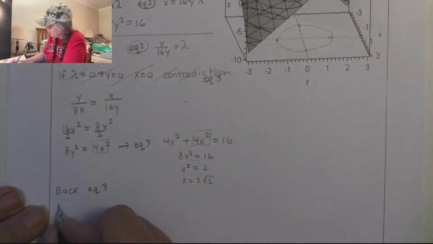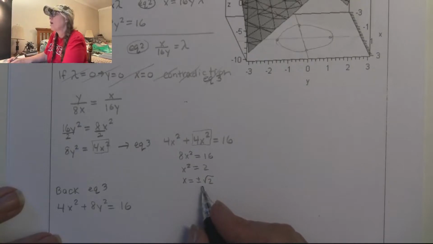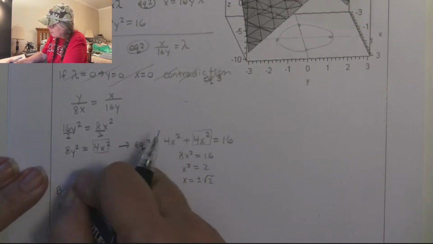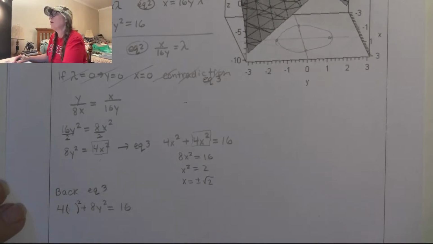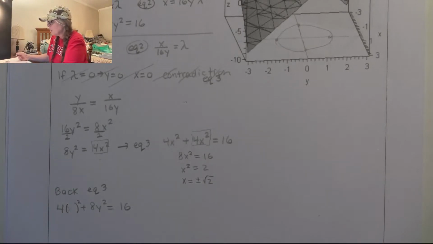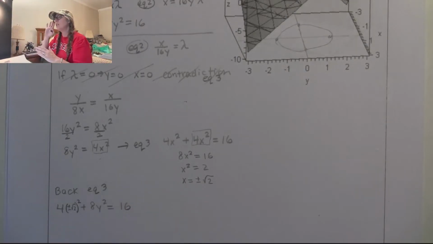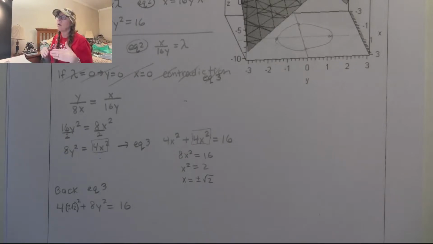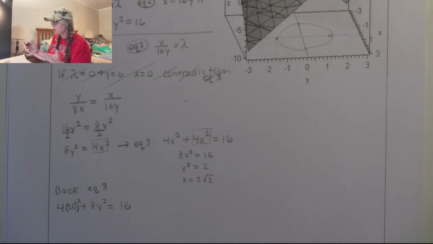4x squared plus 8y squared equals 16. But I now know that x is either positive square root of 2 or negative square root of 2. And because this is squared right here, it doesn't matter which one I put in. I'm going to get the same value. Sometimes when it's like that, I put the plus or minus in to tell myself that it doesn't matter. If I put in positive square root of 2 and I square it, I get 2. If I put in negative square root of 2 and I square it, I still get 2. So when the dust clears, this is 4 times 2, no matter if it was plus or minus square root of 2.